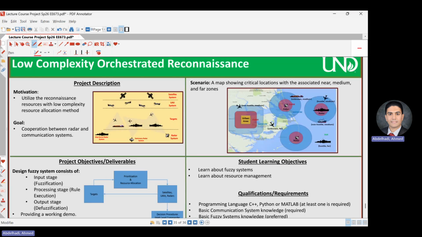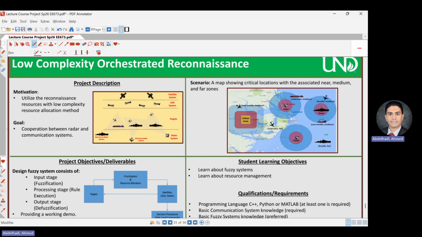The last project I have here is low complexity orchestrated reconnaissance. This is looking into having limited resources. If we have limited resources and we want to do some reconnaissance, it's basically a military application. We have a limited number of satellites, UAVs, and radars. How can you utilize the available resources with a low complexity allocation method to be able to track the targets of interest or the hostile targets?